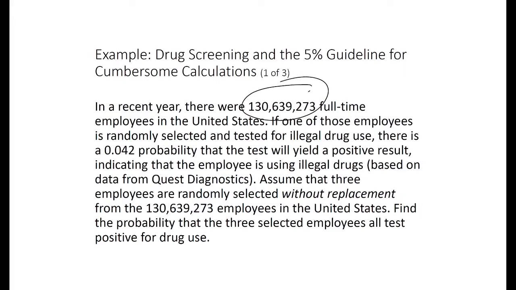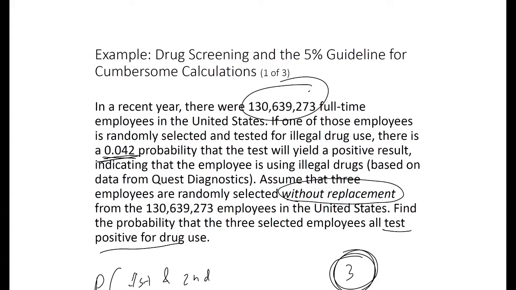If one of those employees is randomly selected and tested for illegal drug use, there is a 0.042 probability that the test will yield a positive result, indicating that the employee is using illegal drugs. Based on data from Quest Diagnostics, assume that 3 employees are randomly selected. Remember, 3 out of 130 million is a very, very small number. Even if you select these 3 employees without replacement, we assume that the chance for each of them is the same, like this probability. So we would like to find out the probability that all 3 of them have a positive test result. So let's say there are 3, first, second and third. What is the probability of finding all 3 of them positive?